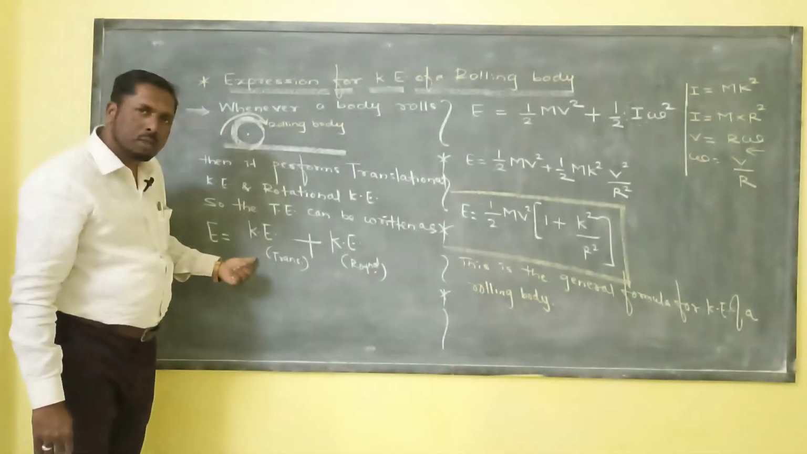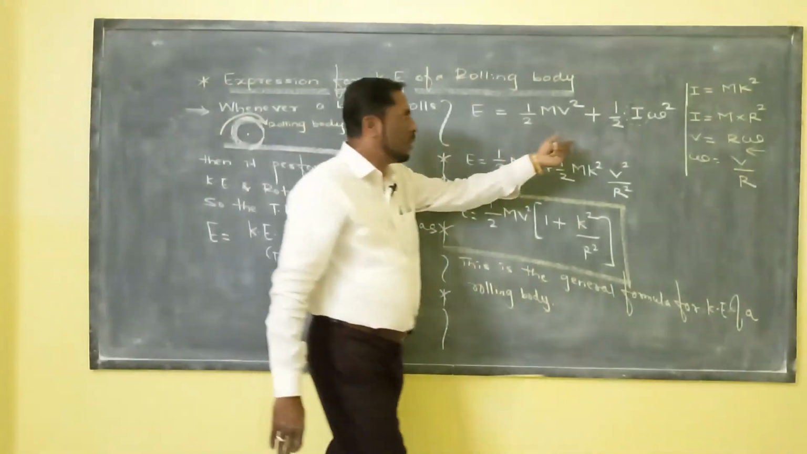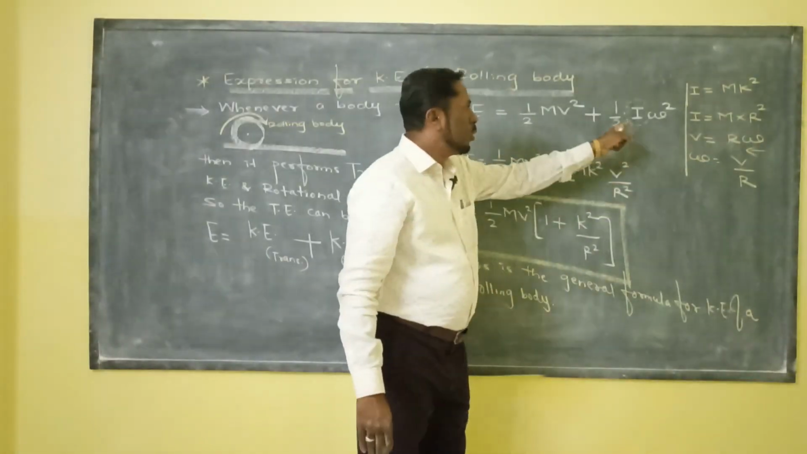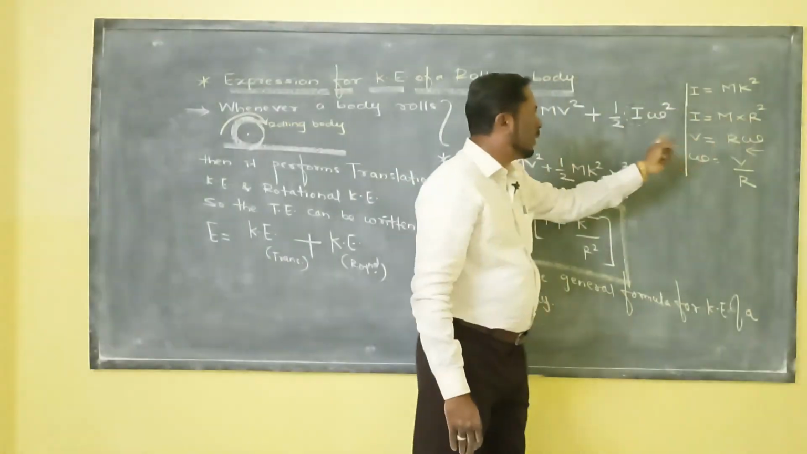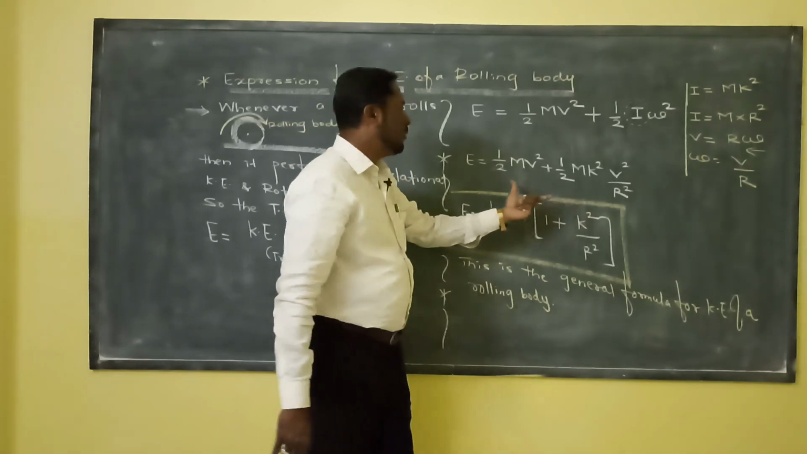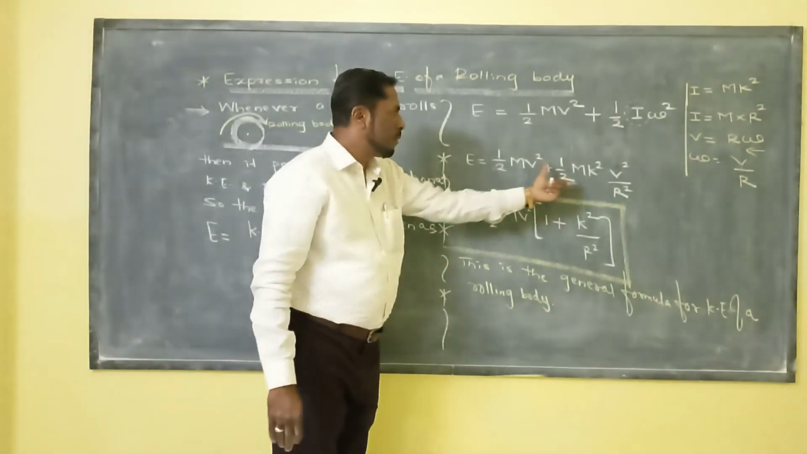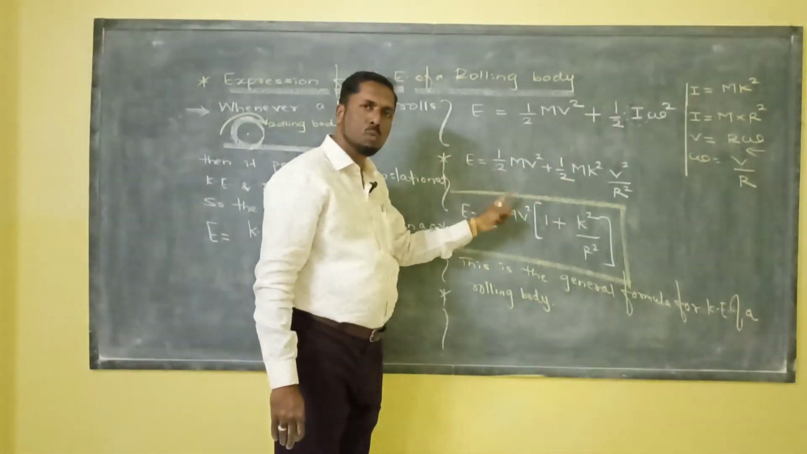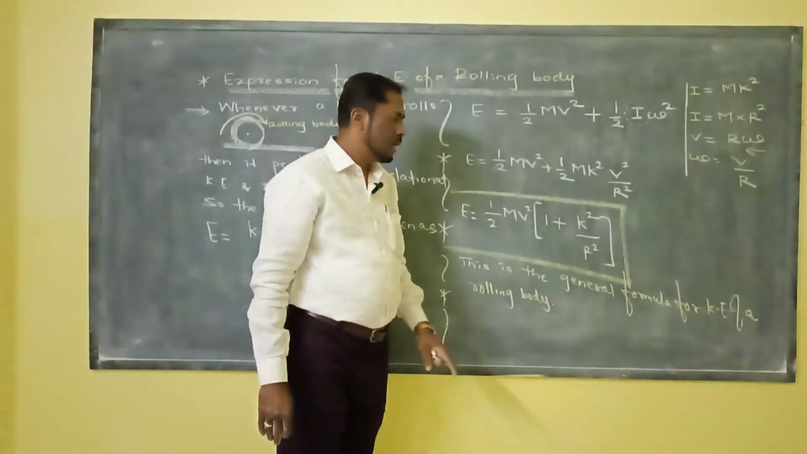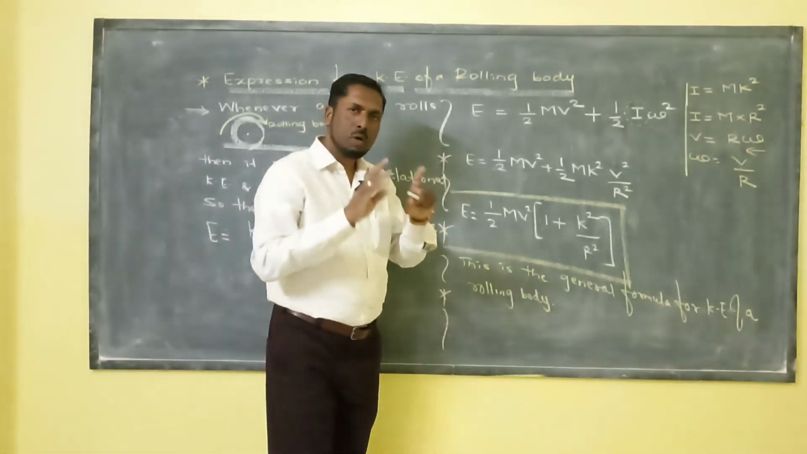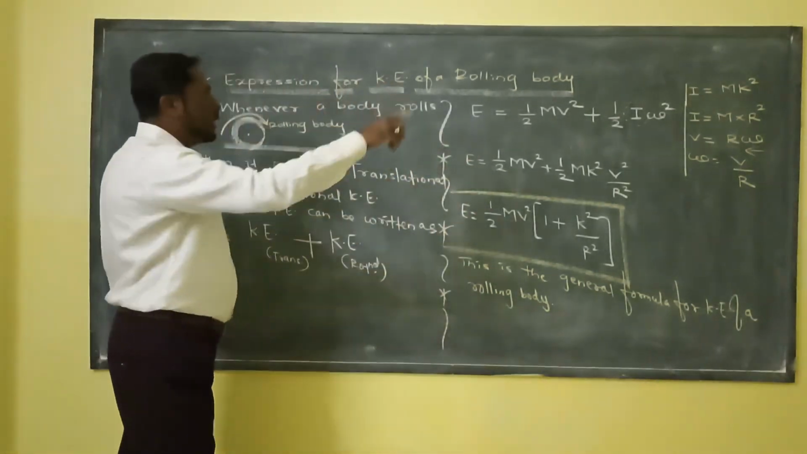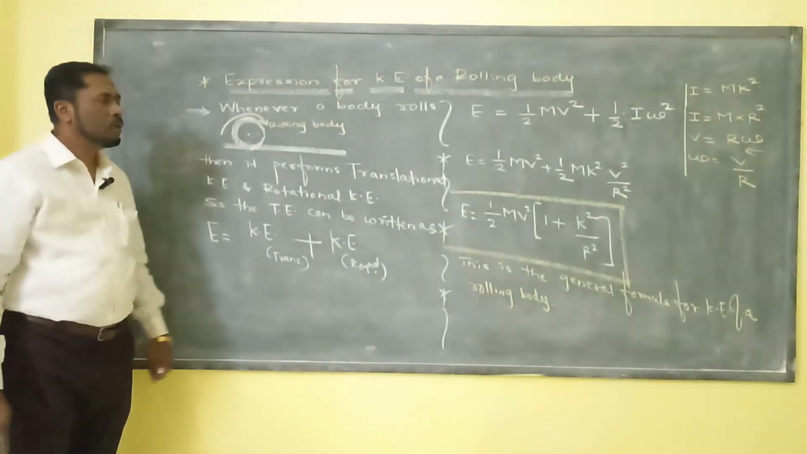We are well familiar with translational, 1/2 mv square, and rotational, 1/2 I omega square. Put the value of I, mk square, and put the value of omega, v by r. We have it in this way. Take the common factor 1/2 mv square. What remains? 1. So 1 plus k square by r square. The general formula for kinetic energy of a rolling body. Okay, watch it.